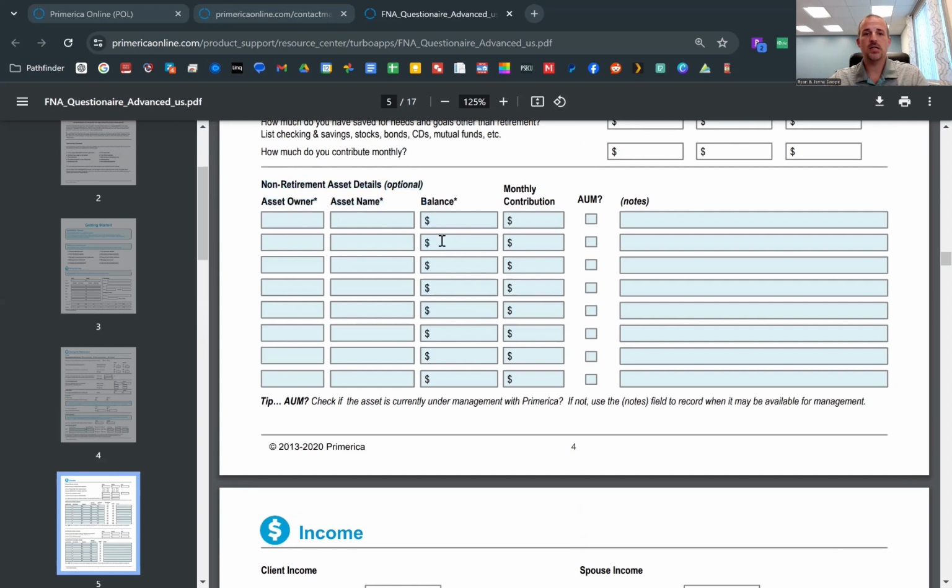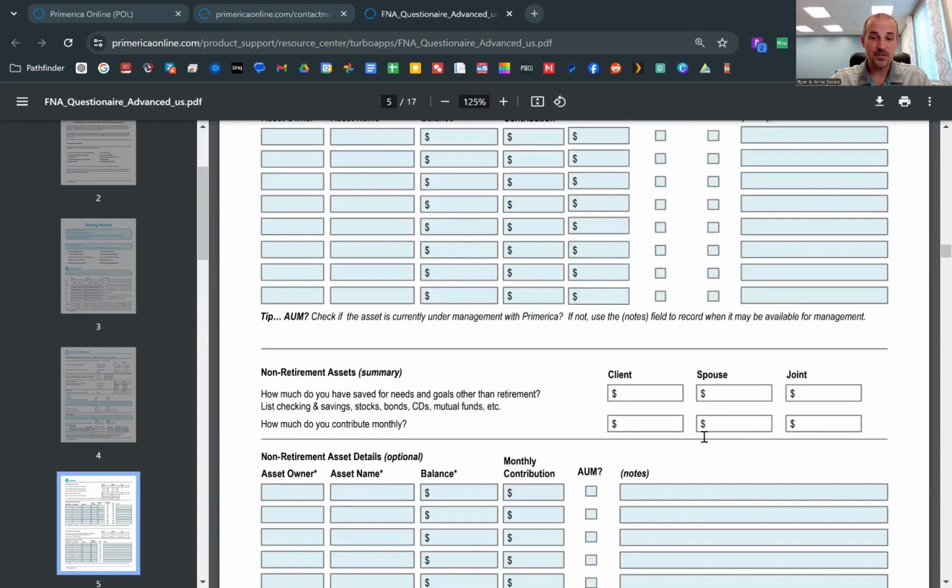So, okay, hey, do you guys have any investments, any assets, any savings built up that's not earmarked for retirement? That's not in a retirement account. And you can list all that here. And there's a spot for notes here to make some extra notes. Or like I do, I just kind of write all over the white space. Just keep it organized.